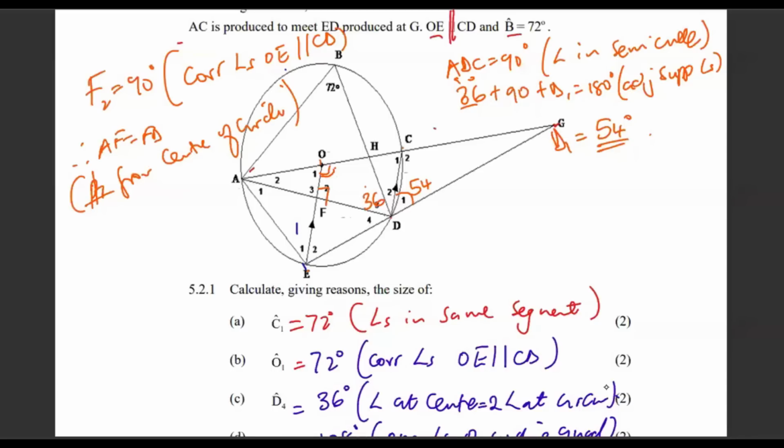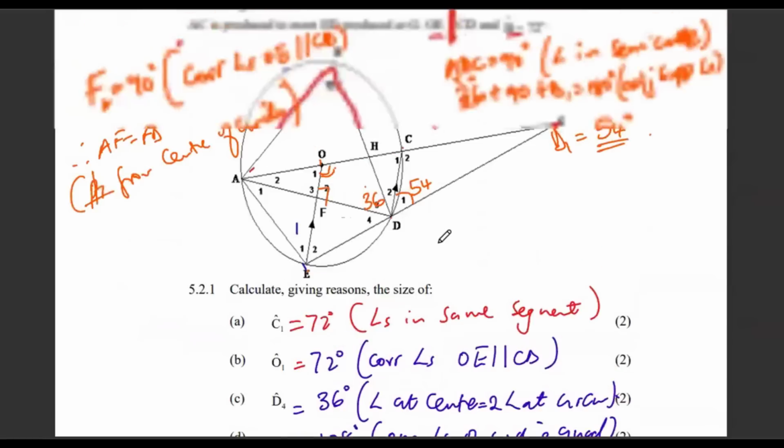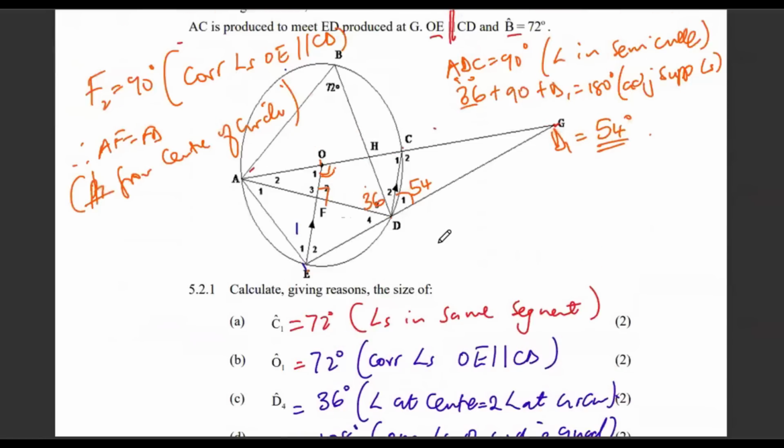I don't know if that's going to help me. But is the question asking us to prove that it's a cyclic quadrilateral? The question is asking, is OEDC a cyclic quadrilateral? Give a reason. So it's either yes or a no. I don't know. So let's see if we can prove that.